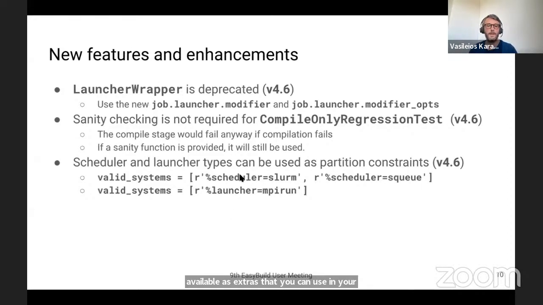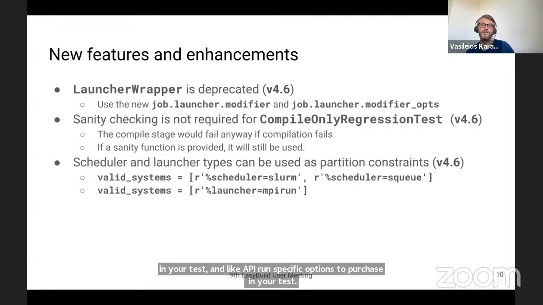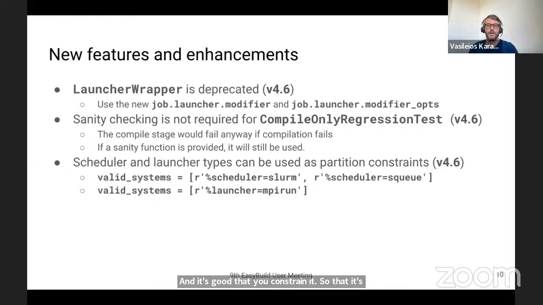So you could say, if you put in your test valid systems scheduler slurm or scheduler sge, it means that this test will run on any system that has that scheduler. Similarly, if you say launcher mpirun, it will run on any system that uses mpirun. And that's quite useful. For example, if you want to pass some mpirun-specific options in your test, then it's good that you constrain it so that it's not going to run on other systems that have, for example, srun.